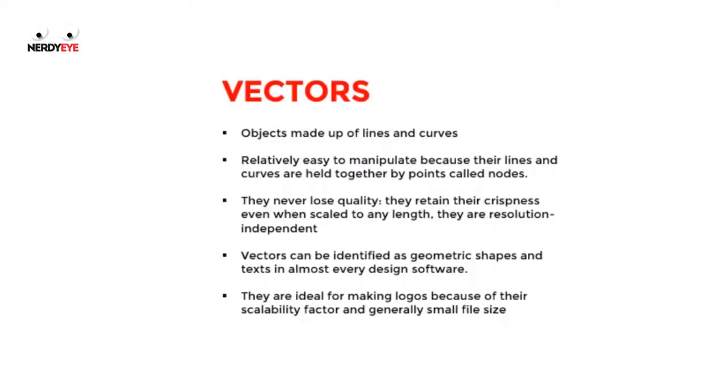So basically, when you're working in any graphic design software and you're working with text, you should always remember that text is vector, right? One other property or characteristic of vectors is that they never lose quality. They retain their crispness, their sharpness, even when they are scaled to any length. They are resolution independent. What this means is that a vector shape is sharp and crisp, no matter how big you make it on the canvas where you're working, no matter how large you scale it or how small you shrink it, it does not lose its quality.